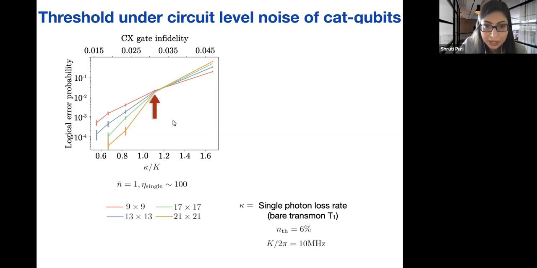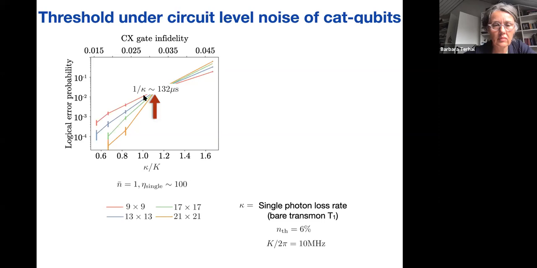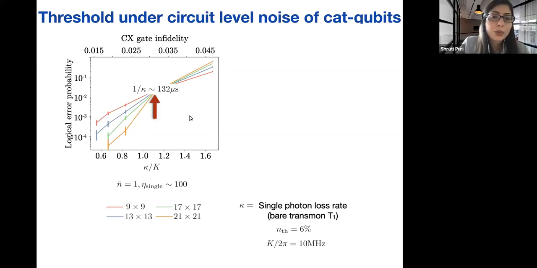So what does this mean for the experimentalist? It means that if you have a nonlinearity of about 10 megahertz, which is close to what we have in our lab right now, then the T1 time of your system should be about 132 microseconds. This is not too hard to do. This is a pretty reasonable number. In the current experiment, the T1 time is about 15 microseconds, not too far away.